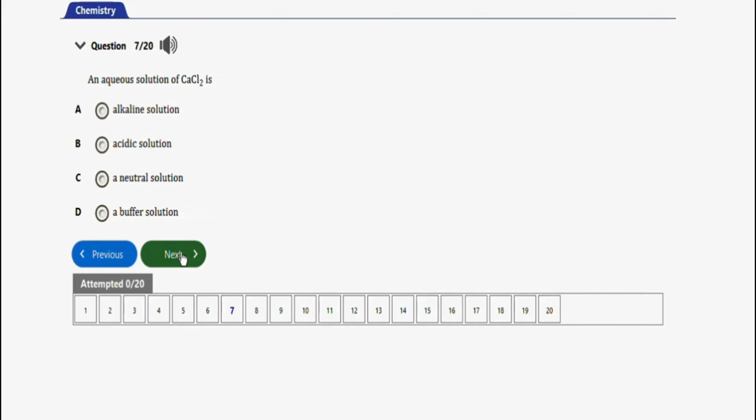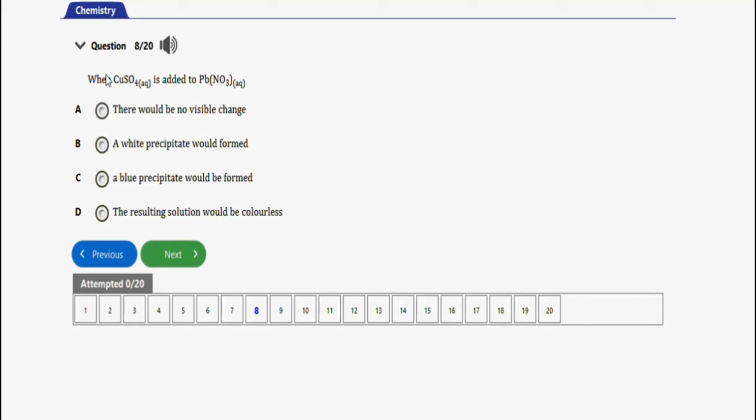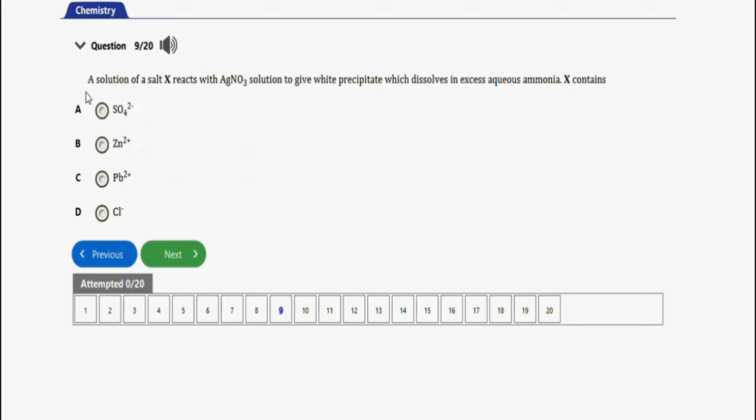The next question. When copper(II) sulfate is added to lead nitrate, there would be no visible change, a white precipitate would be formed, a blue precipitate would be formed, or the resulting solution would be colorless. The right option would be option B, a white precipitate would be formed. Next question. A solution of a salt X reacts with silver nitrate solution to give a white precipitate, which dissolves in excess aqueous ammonia. X contains... the right option will be option B, guys. Take note of this question, which is zinc ion.